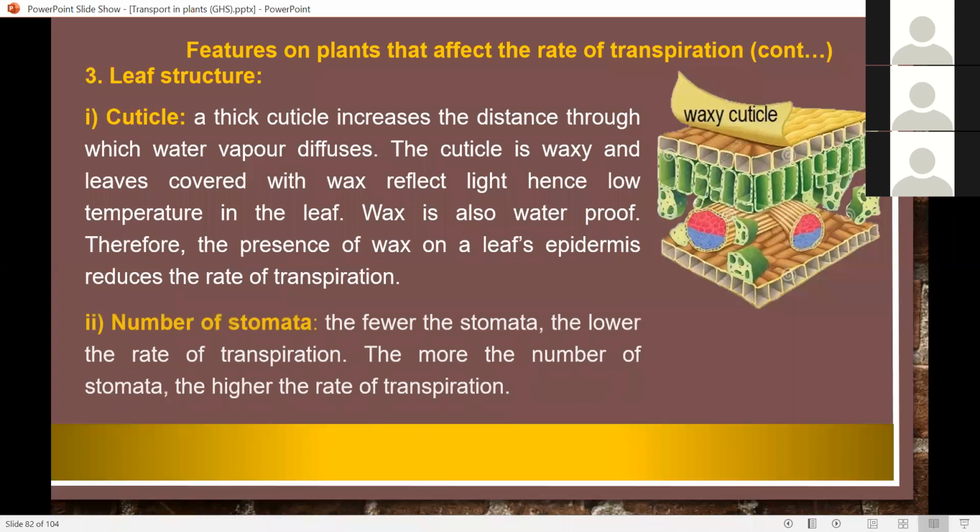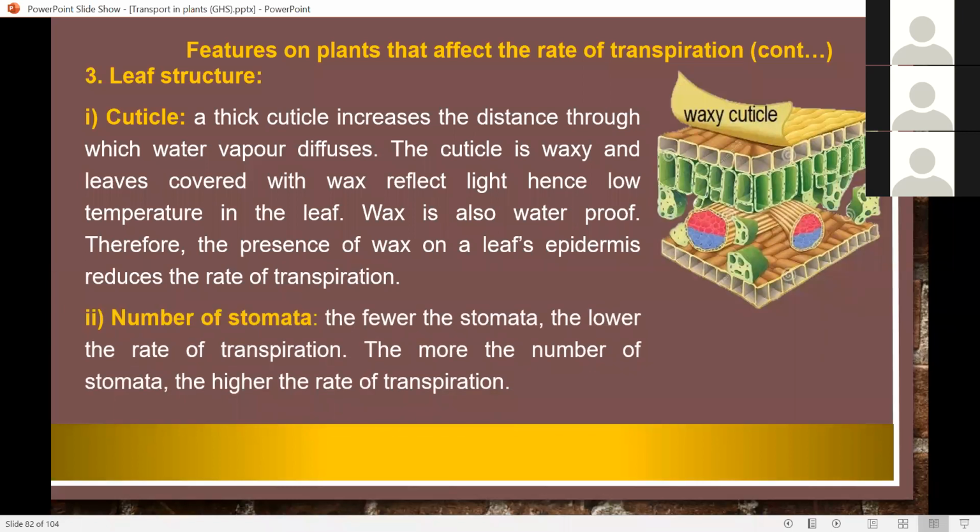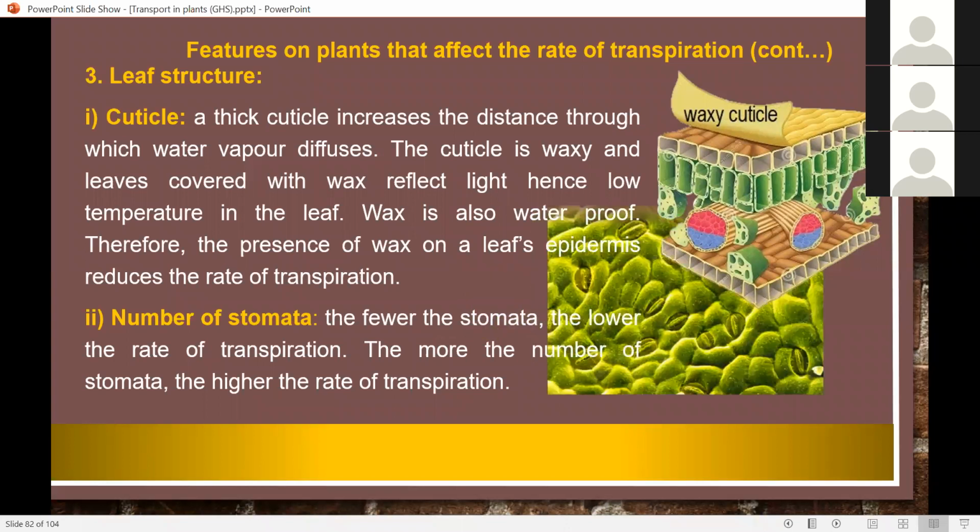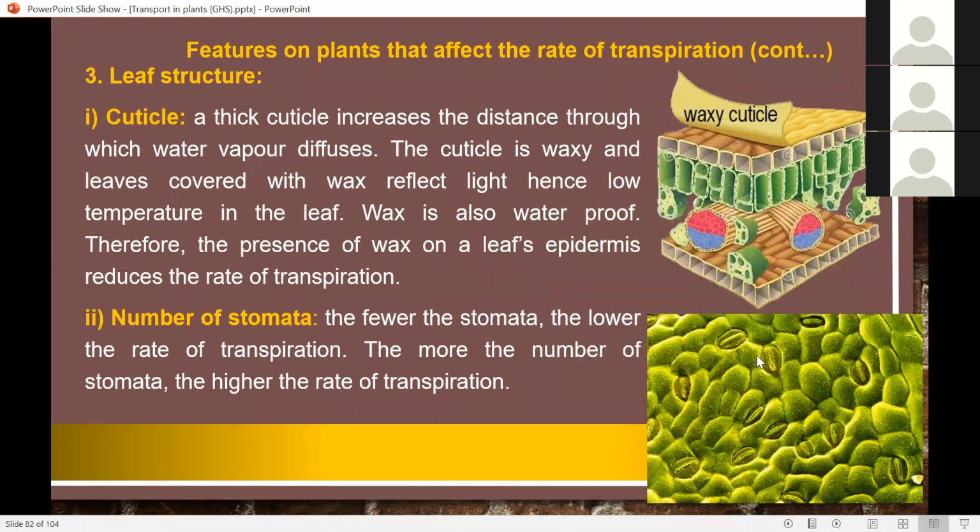Then also we discussed the number of stomata. Stomata, of course, you can view with a microscope. You cannot view them with your naked eyes. You need a microscope. These are the tiny openings that open into the inside of the leaf.